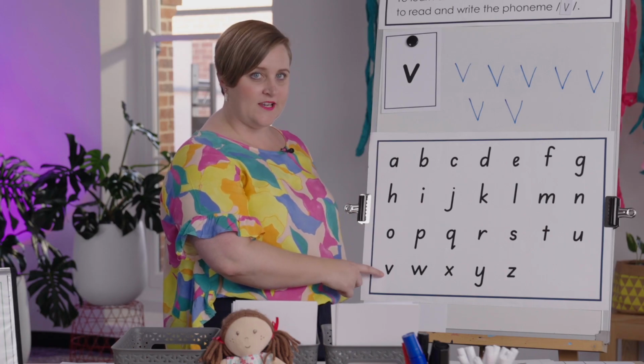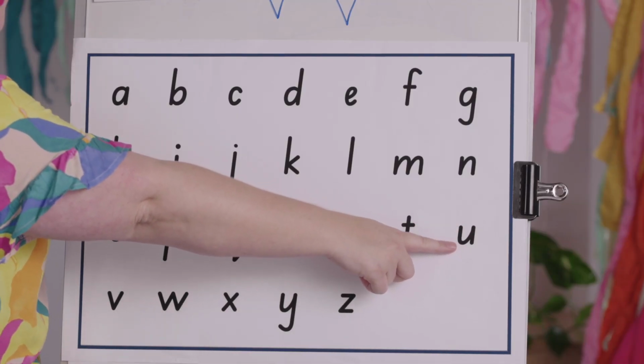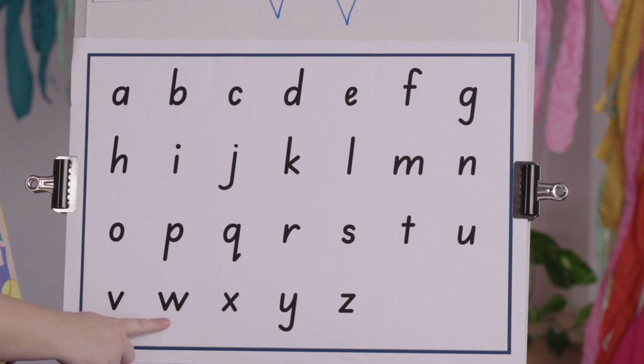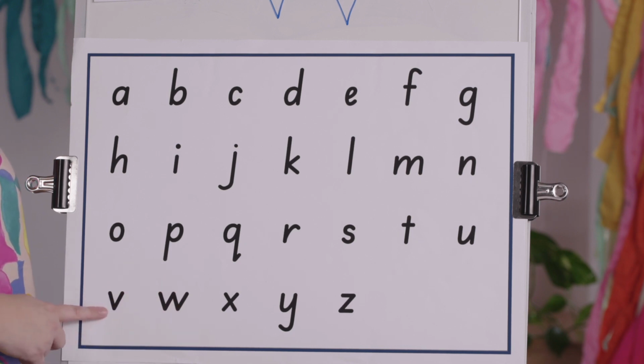Can you tell me what letter comes before the letter v? That's right, it's the letter u. And what letter comes after? The letter w. We've just learnt this letter not that long ago. So here is the letter v in the alphabet.